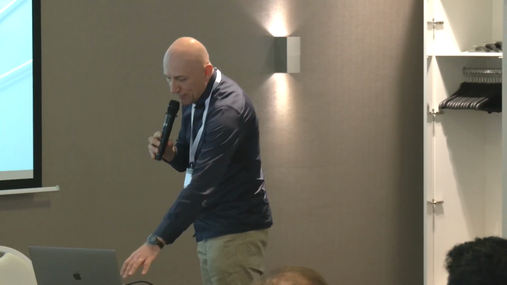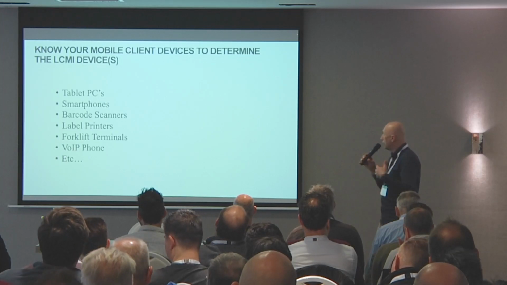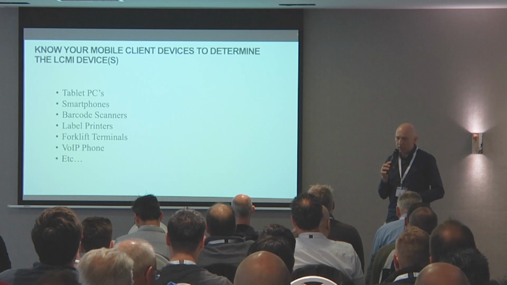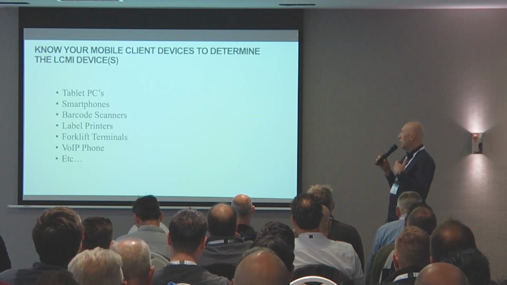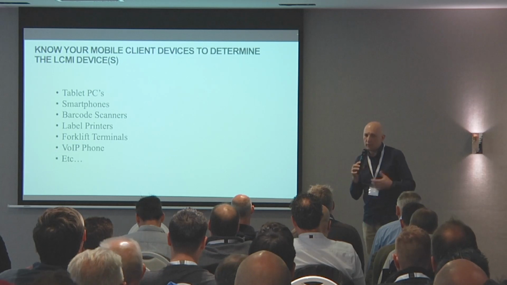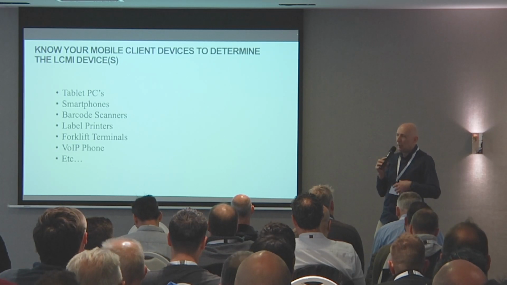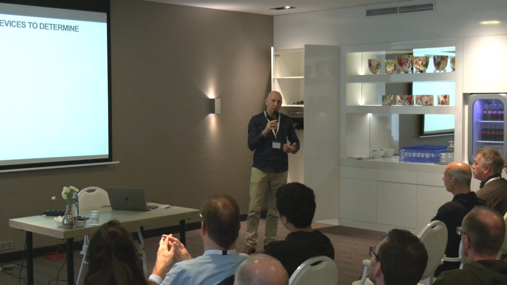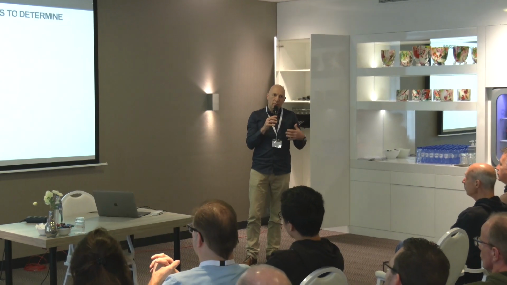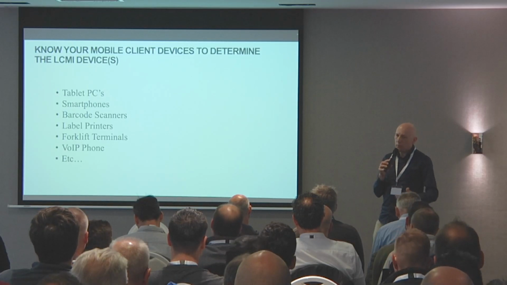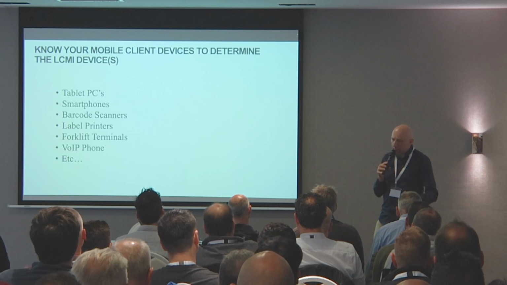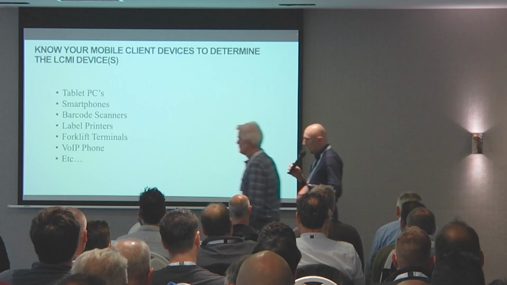Now, what's my method? The first thing that I'm going to do to determine the LCMI device is make an inventory. Which devices are used in the company and which ones are the important ones. So, for instance, if it's in a warehouse and the warehouse is running on scan guns, then of course that scan gun is a really important device, and there are several ways to know what the difference in RSSI is between the client device and the Ekahau Sidekick.